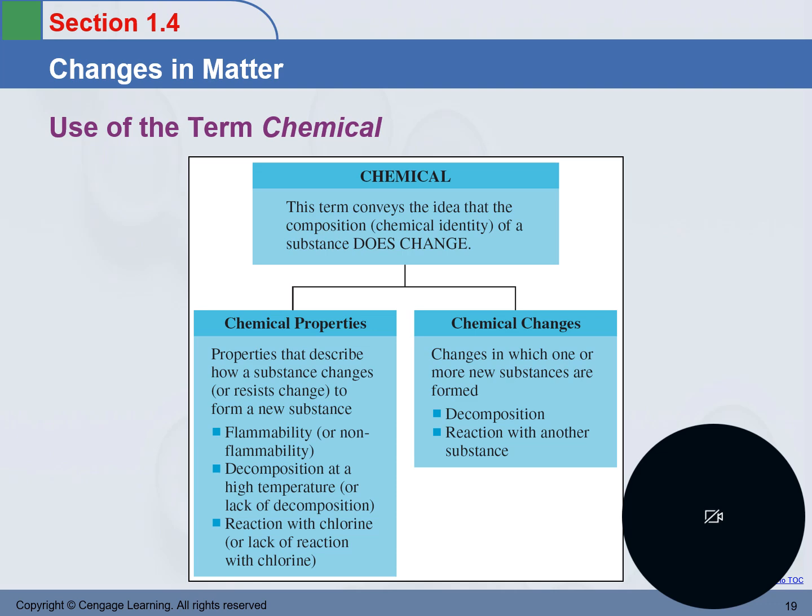Here's a nice picture showing you the term chemical, and usually the term conveys the idea that the composition of a substance does change. Some examples might be the flammability, or the fact that it's decomposing at a certain temperature.